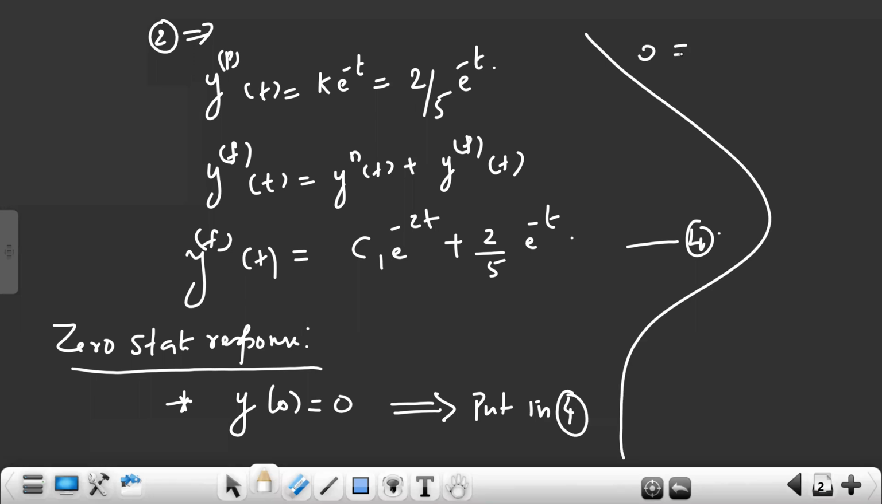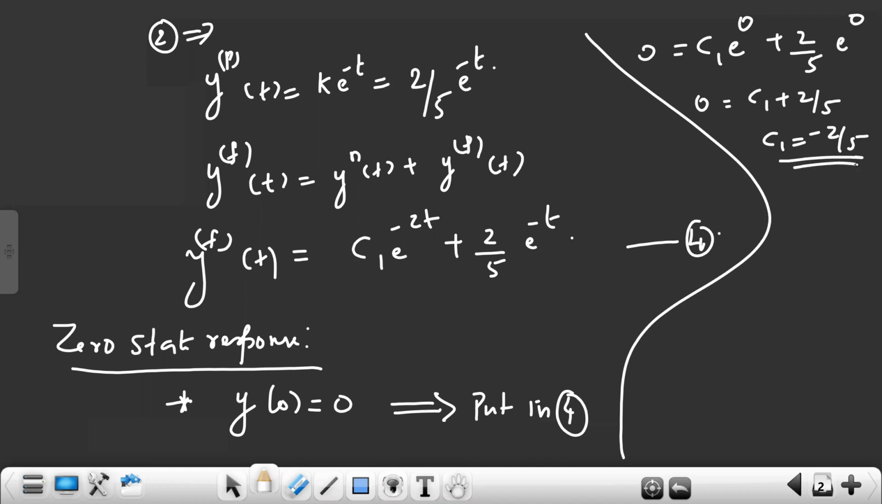0 is equal to C1 e to the power 0 plus 2 by 5 e to the power 0. That is, 0 is equal to C1 plus 2 by 5, or C1 is equal to minus 2 by 5. So students, please keep it in mind.